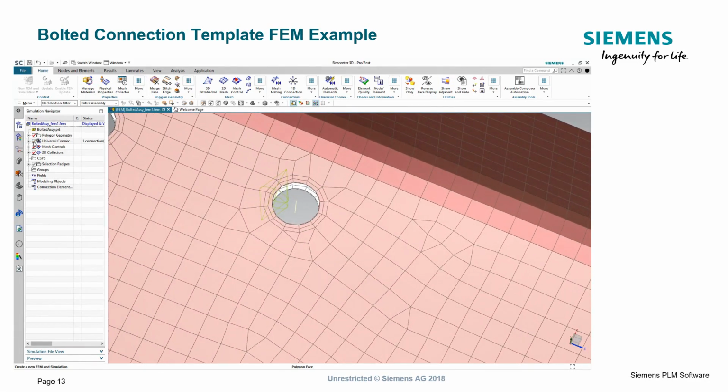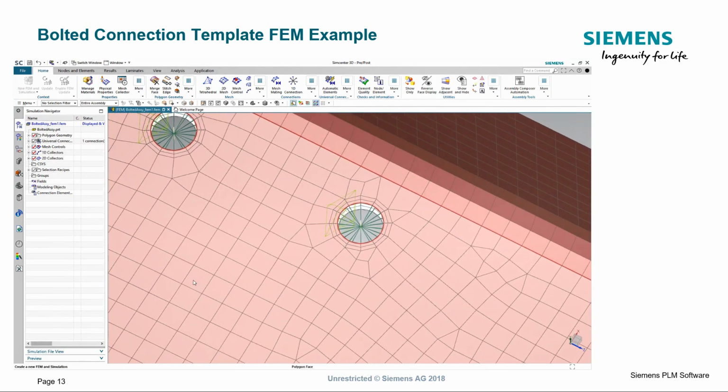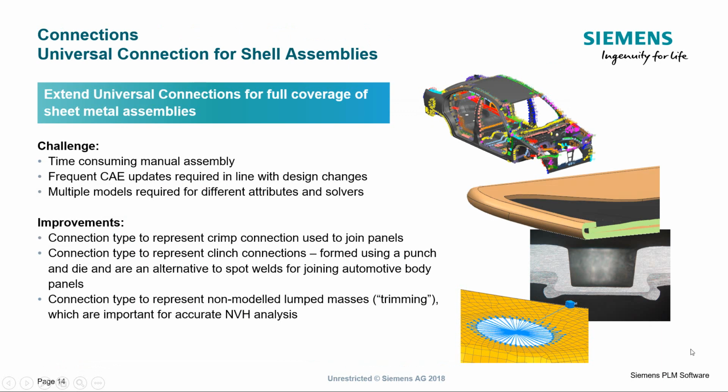So here we'll go ahead and hide that bolted connection recipe, and then we'll go ahead and specify what elements we want to use to create it. So that greatly simplifies the process to create a finite element model leveraging selection recipes. We're also introducing a new crimp and cinch connection to the universal connections capabilities as an alternative to spot weld for sheet metal assemblies.